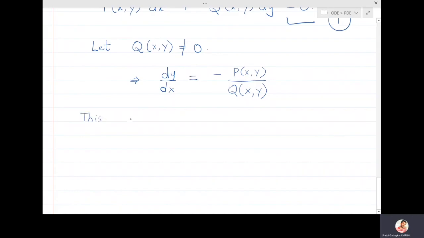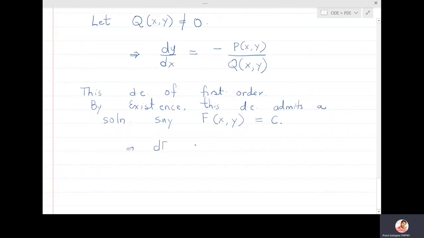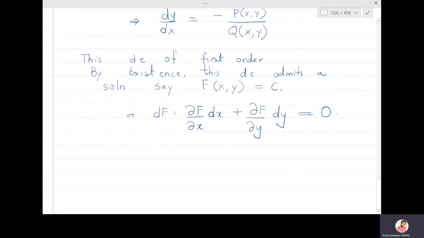Now this is a differential equation of first order, and by the existence theorem, this differential equation always admits a solution. Let us call that solution f(x,y) equal to some constant. So what is df equal to? It will be partial f by partial x dx plus partial f by partial y dy, which equals d of c, which is 0. I will require this equation in the coming stages.